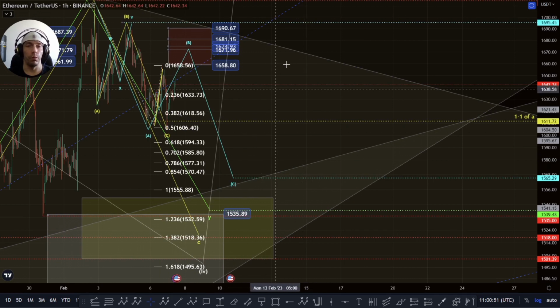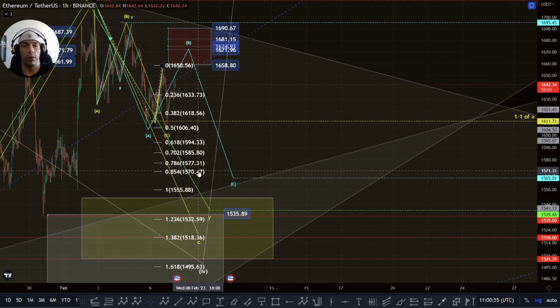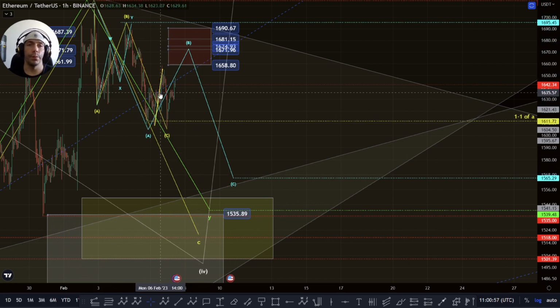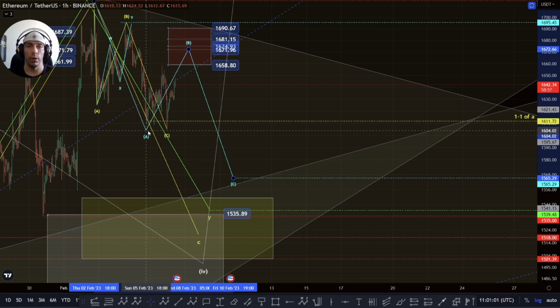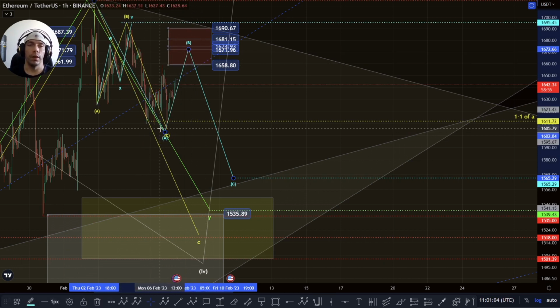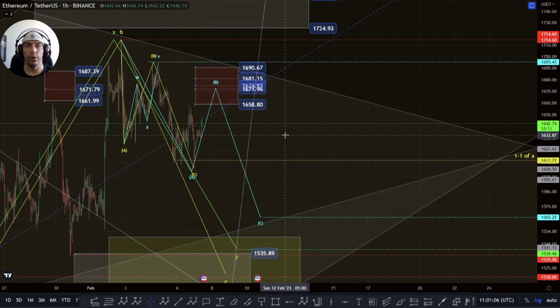And then we could look to move away again. So we'll just have to see how this develops within the structure. It is possible that this B wave is still not completed. Obviously, we can argue that we could look to push up here again, deeper into this red box zone. But if we cross the 1695, at that point I would be switching to one of the other options.